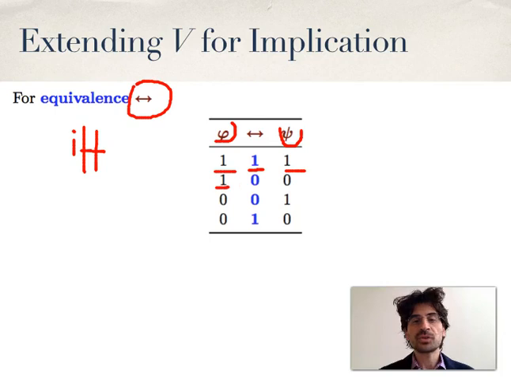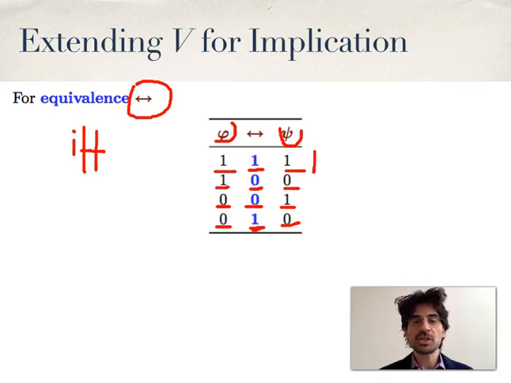If phi is true but psi is false, then our double implication is going to be false as well. If phi is false and psi is true, our double implication is again going to be false. And if phi is false and psi is false as well, our double implication is going to be true.